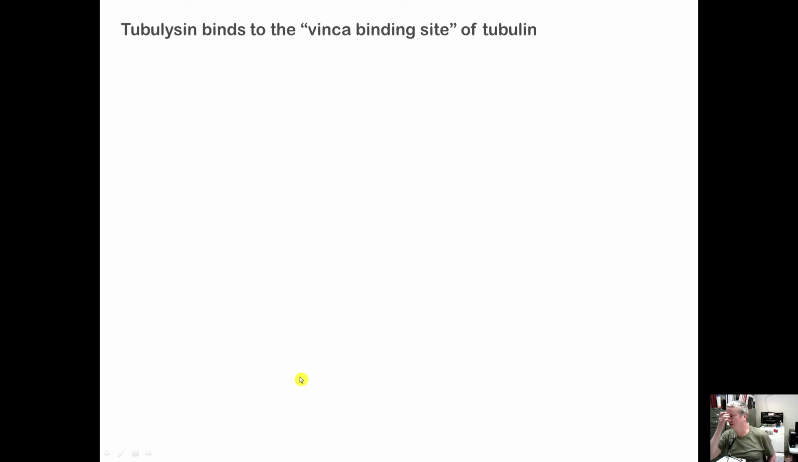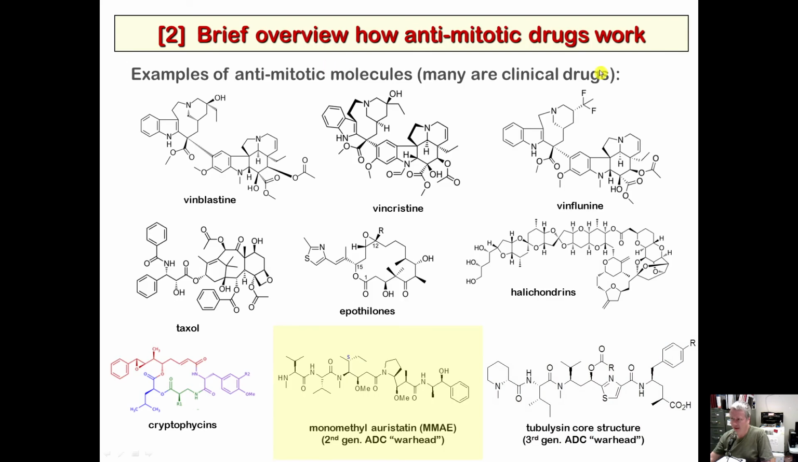So tubulysin binds to what's called the vinca domain of tubulin. The vinca alkaloids, which I think include vinblastine and vincristine, have this general structure. And tubulysin binds to basically the same site as those.